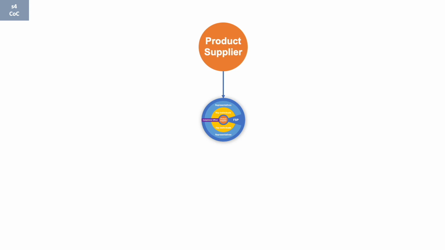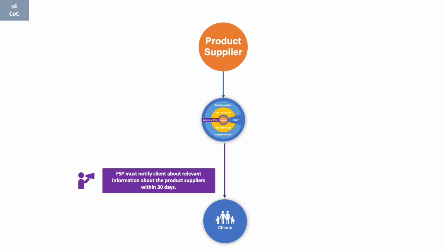So in summary, an FSP could have an external product supplier or product suppliers, as well as also being a product supplier to itself. The FSP gives advice to clients on different products from different product suppliers based on the needs of the client. The FSP therefore must notify the client in writing about relevant information about the product suppliers or product providers within 30 days. So we need to understand what an FSP needs to inform its clients about in order to comply with Section 4 of the Code of Conduct.